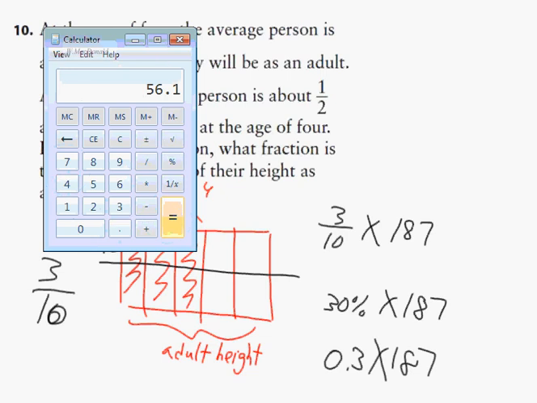If I take this ruler here, I was a tall baby. From tip to toe, I was this big right here. I was a big baby. That was a big baby.